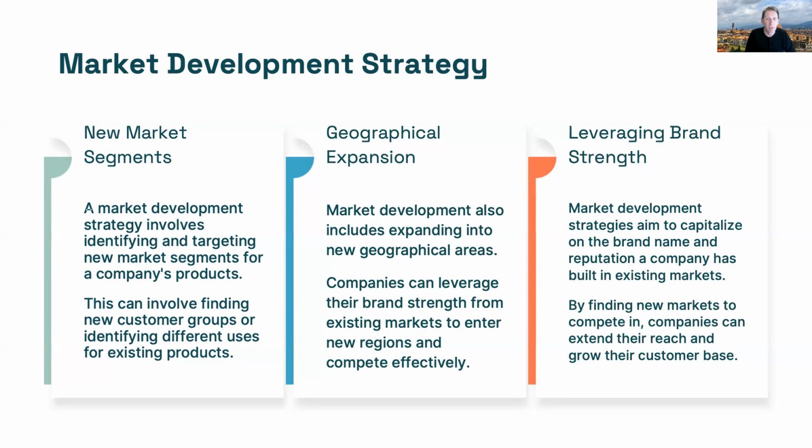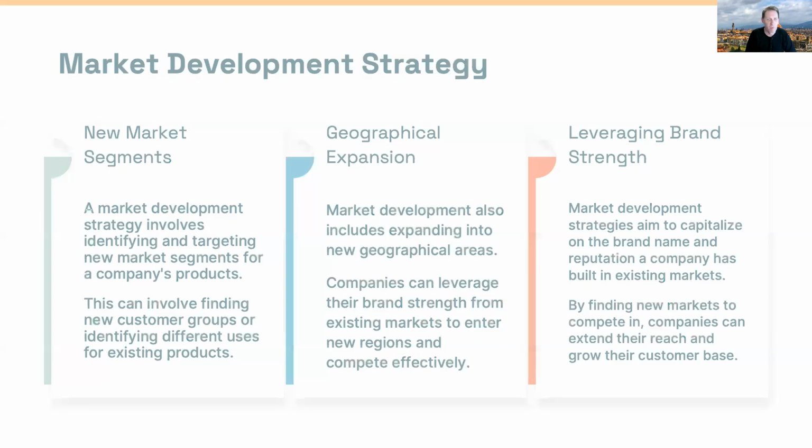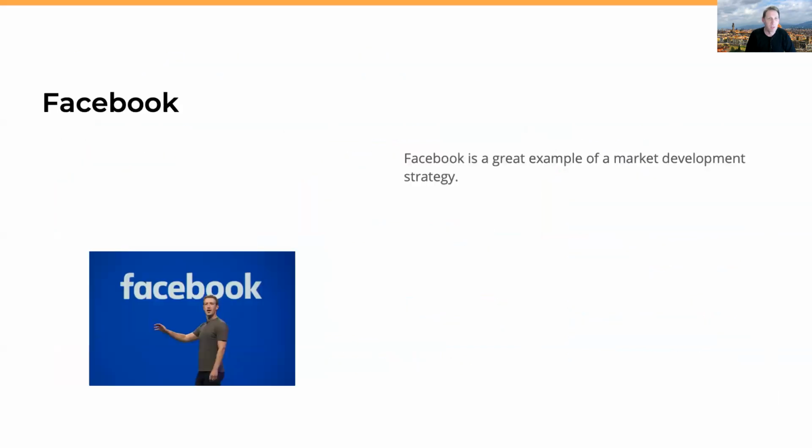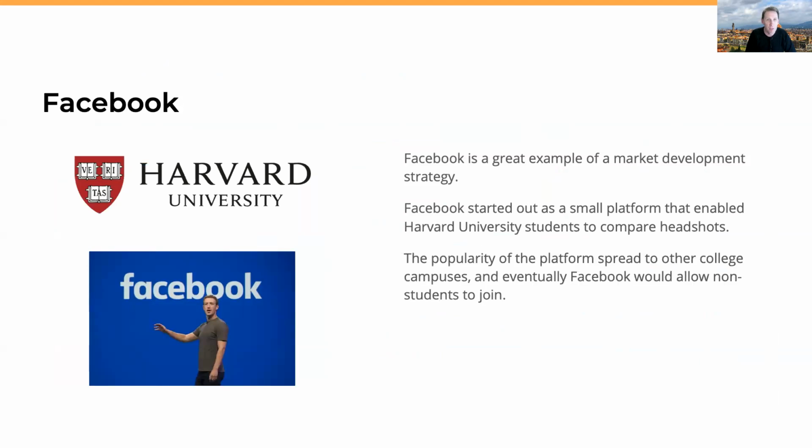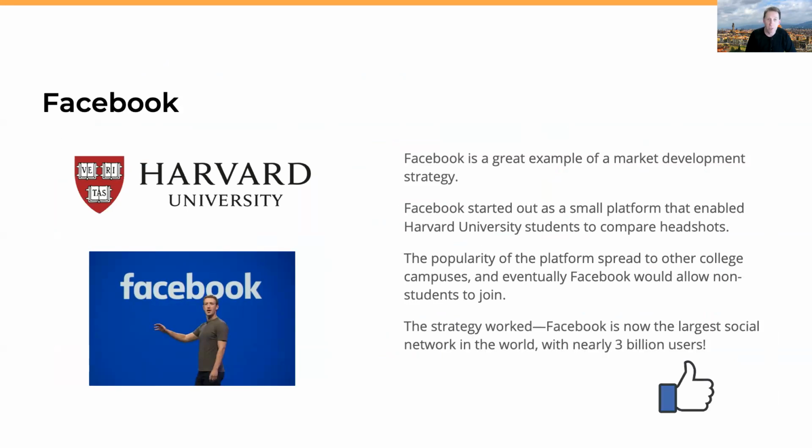Now, again, let's look at a couple of examples. Facebook. Facebook is a great example of a market development strategy. Facebook started out as a small platform that enabled Harvard University students to compare headshots. The popularity of this platform spread to other college campuses, and eventually Facebook would allow non-students to join. Well, the strategy worked. Facebook is now the largest social network in the world with nearly 3 billion users.